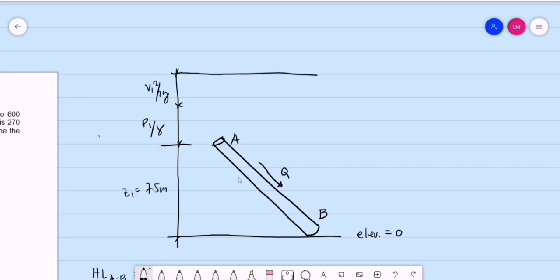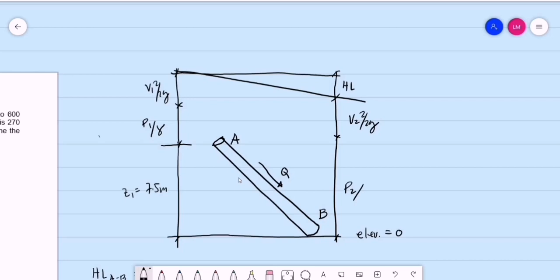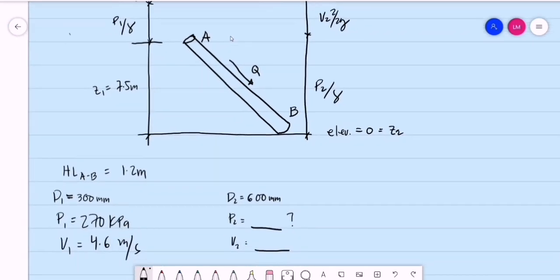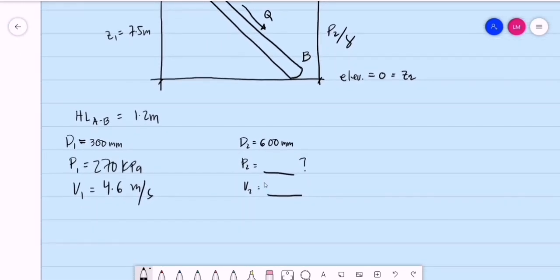So the total energy head at point A is simply equal to the total energy head at point B. The energy grade line goes down with the direction of flow, so this will give us the head loss. And then we have the velocity head at point 2, V sub 2 squared over 2g. Then the pressure head at 2, P sub 2 over gamma. Then since we assume point B to be elevation 0, our Z sub 2 is simply equal to 0. Then we write our equation. But we don't have V sub 2 yet, the velocity of flow at point B.